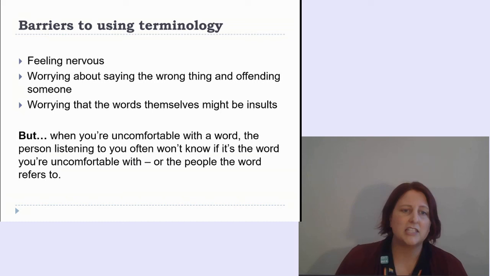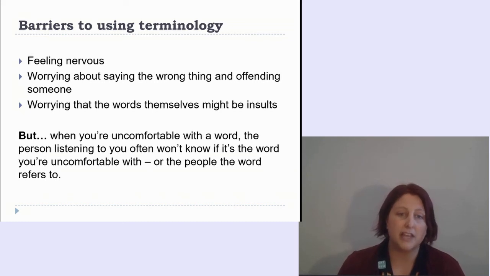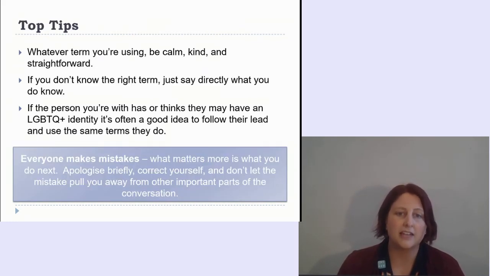The important things to remember are, whatever term you're using, be calm, kind, and straightforward. If you don't know the right term, just say directly what you do know. For example, rather than trying to figure out which term someone prefers, you could just say, Alice is in a same-sex relationship, or Jack has 2 mums. If the person you're with has or thinks they may have an LGBTQ+ identity, whether they're an adult or a child, it's often a good idea to follow their lead and use the same terms that they do.